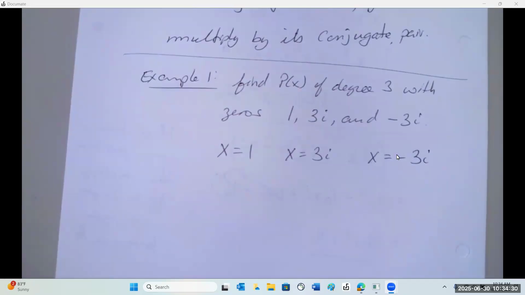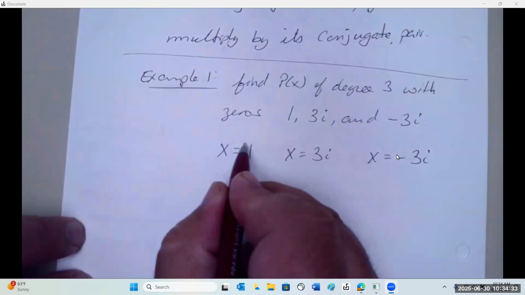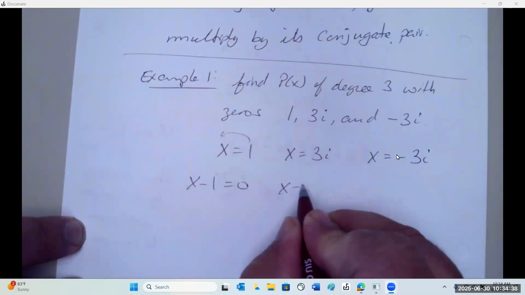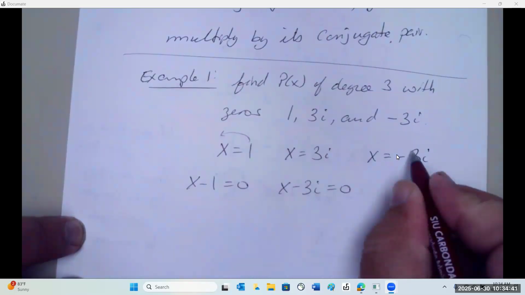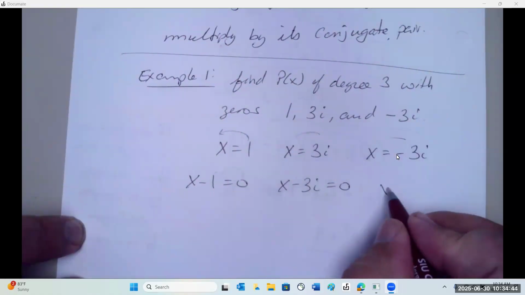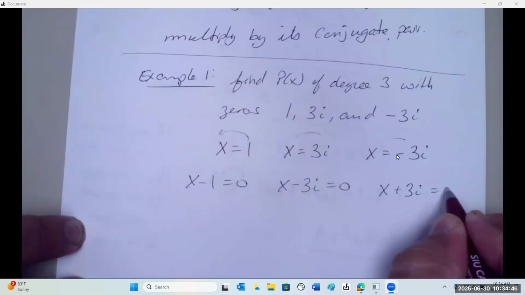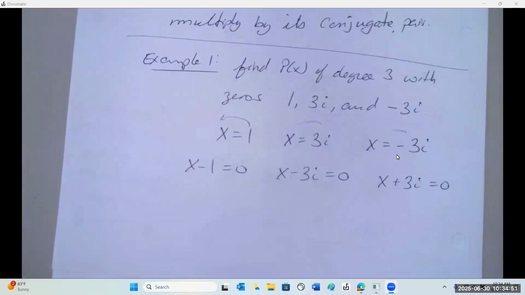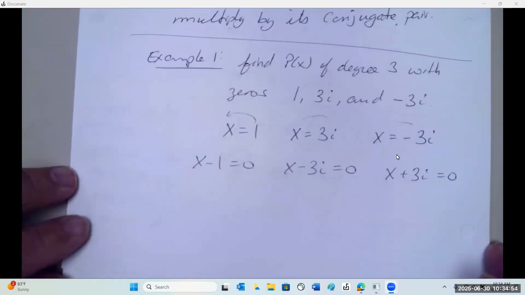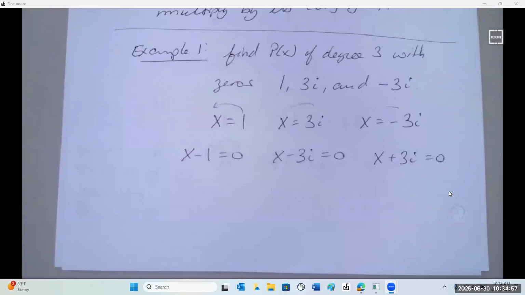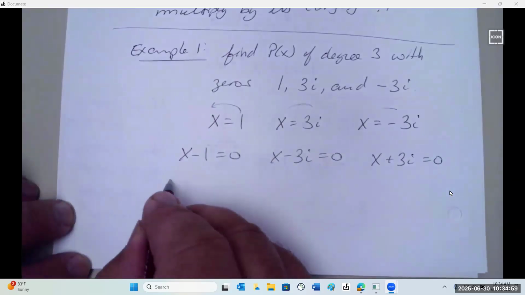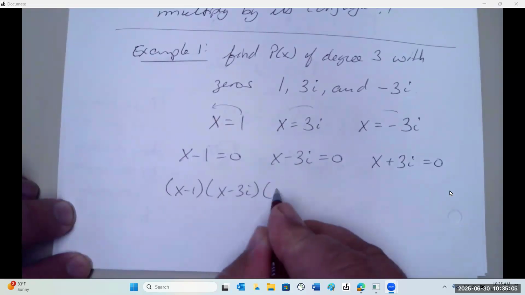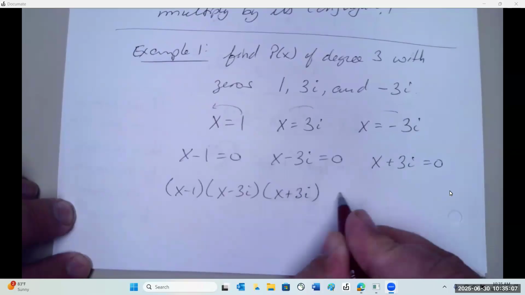Then what? Make them equal to 0. So I move them over. So I have x minus 1 equals 0, x minus 3i equals 0, and x plus 3i equals 0. I subtract a 3i and I add a 3i. Then what do I do? Then I multiply them together. So I have x minus 1, x minus 3i, and x plus 3i equals 0.